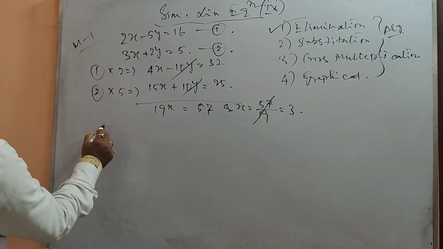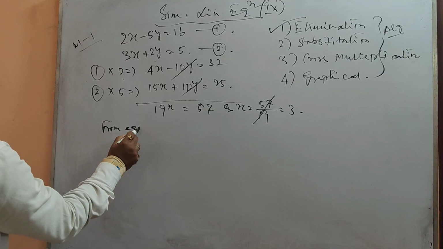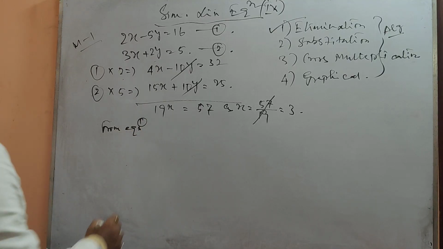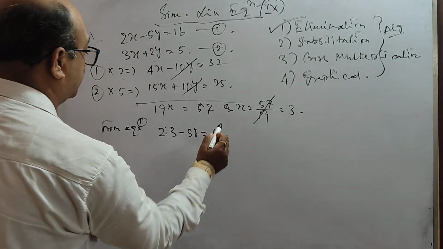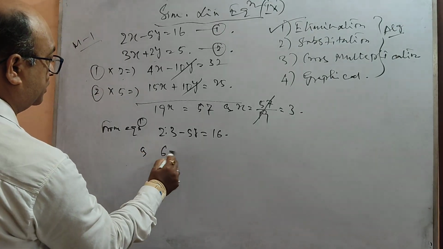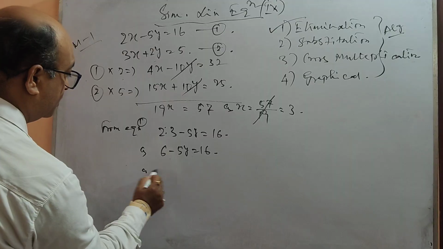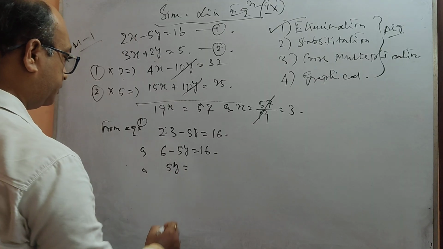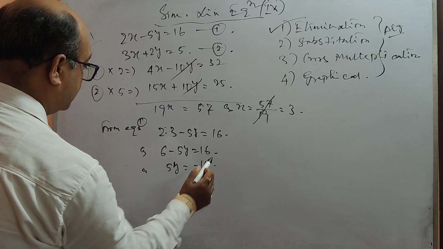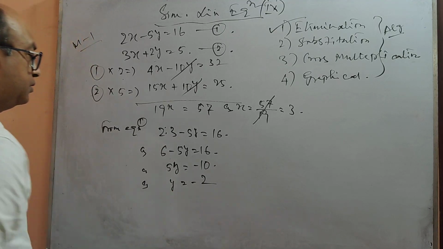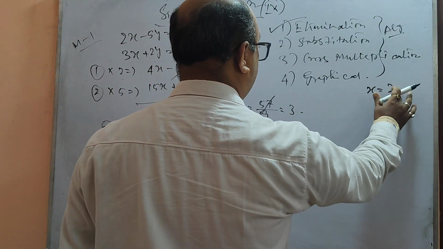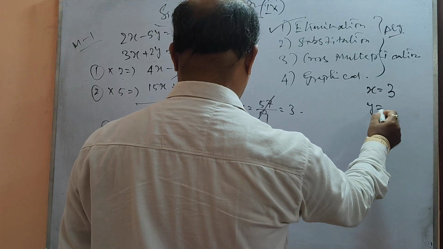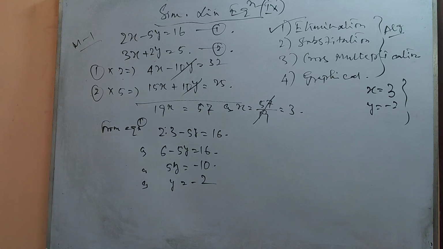So if we put x in equation 1, we get 2 into 3 minus 5y equals 16, so 6 minus 5y equals 16, so 5y equals 6 minus 16, it is minus 10, so y is equal to minus 2. So here the answer is x is equal to 3 and y is equal to minus 2. So this is the method of elimination.